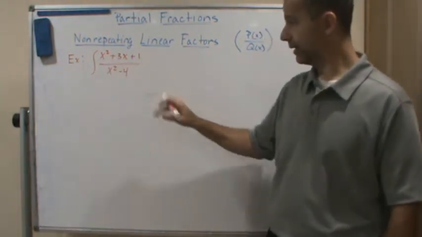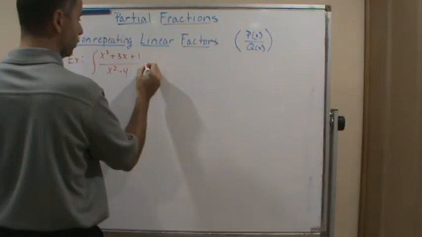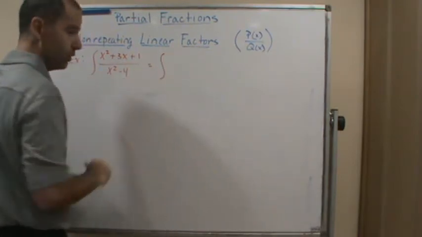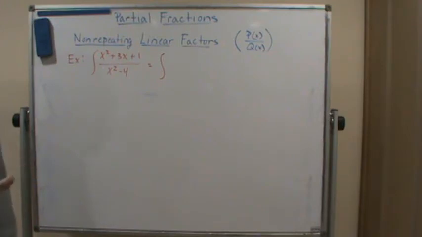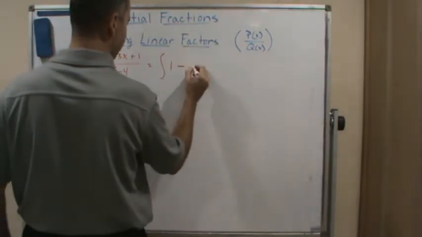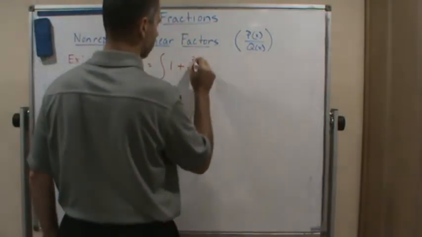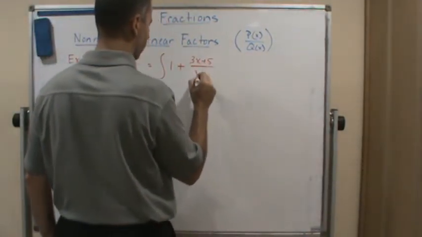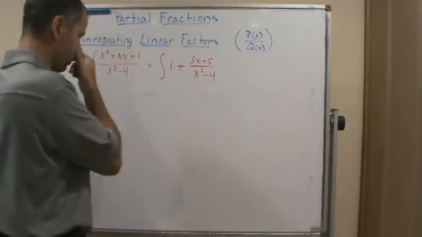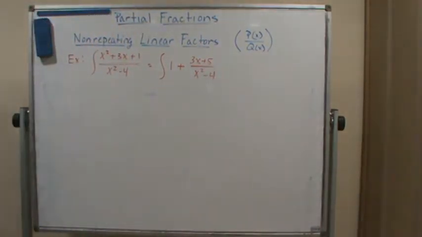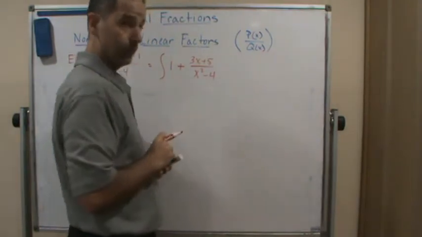So do the long division first. And so we're going to rewrite this. And if you do the long division, you should get this. And again, I'm not going to do the long division for you. You should know how to do that by this class. So if you do the long division, you get 1 plus, and then you get a more simple fraction with the remainder. So in this case, you get 3x plus 5 over x squared minus 4. Okay, now we can go ahead and decompose this piece right here.